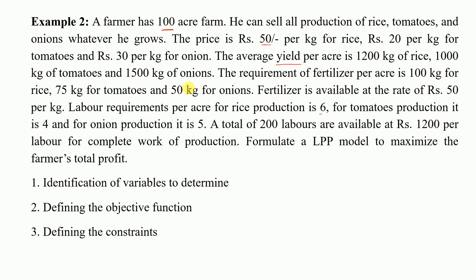It means out of this 100, suppose this is a 100 acre farm. The farmer has to find three parts of it. One part for say rice, another for tomatoes and for onion. So three parts. So we can take the variables as the area in acres allocated for the production of rice, tomatoes and onion. So here the variables are the area in acres allocated for production of rice, tomatoes and onion.